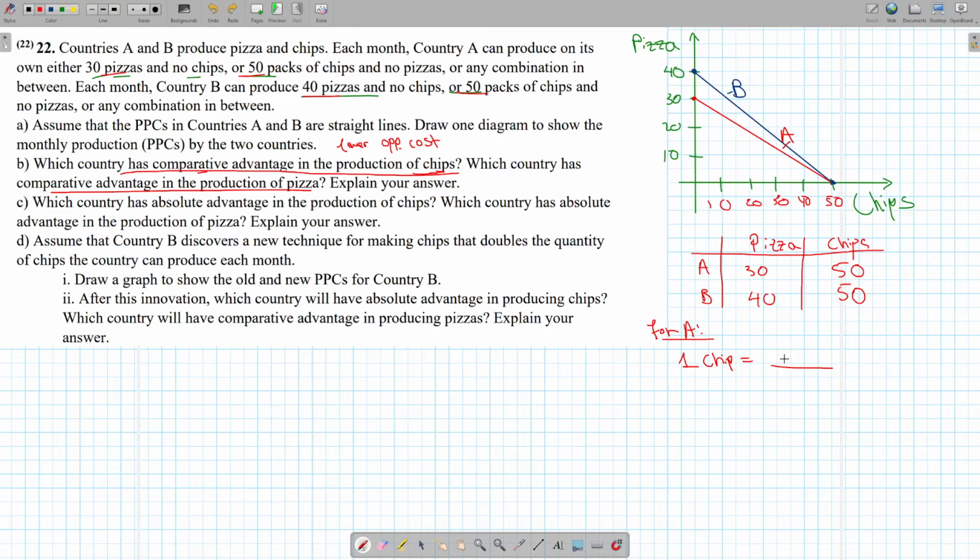Okay, so 30 over 50, and you get 0.6. That means one chip is 0.6 pizza. Now how about for B? How much is one chip?